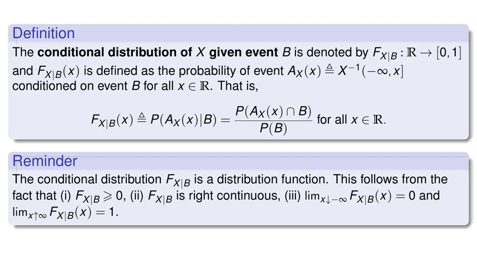Just a reminder, this conditional distribution f sub x given b is indeed a valid distribution function. This follows because first, f sub x given b is always non-negative. Second, it's right continuous, and third, its limit as x goes down to minus infinity is 0, and its limit as x goes up to infinity is 1.